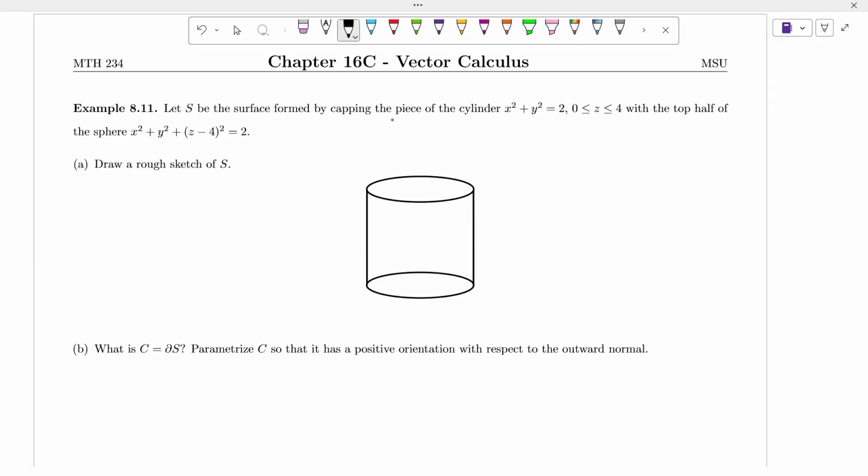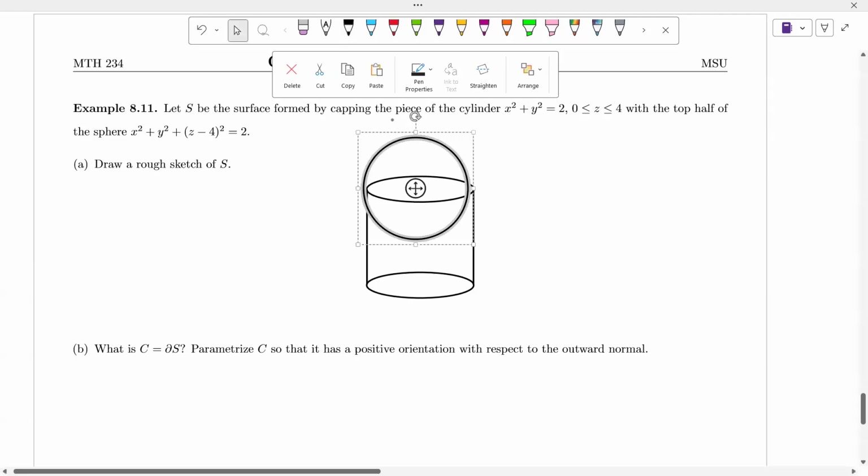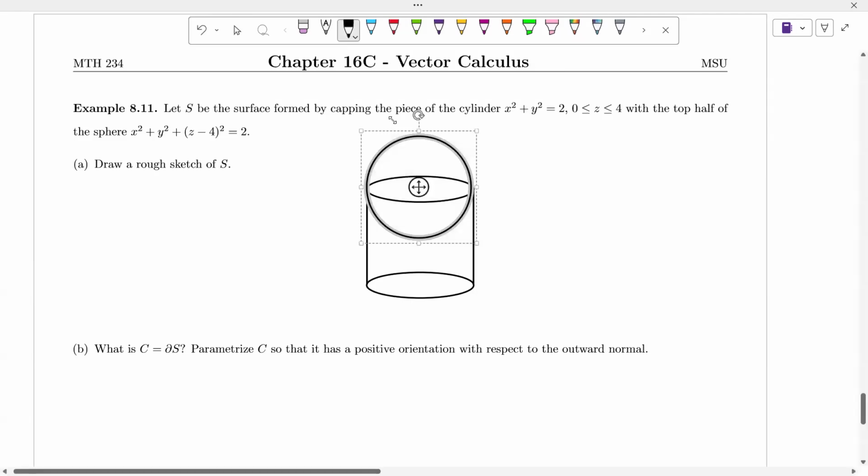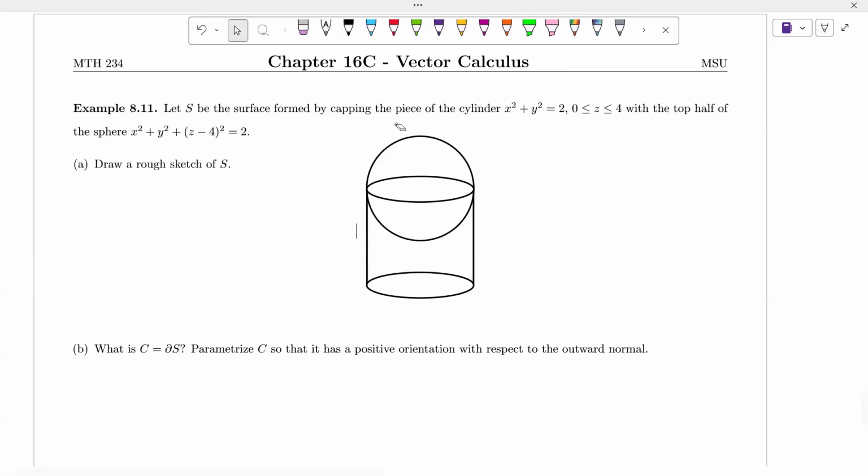Cool. There's my cylinder. I need to attach a sphere to it. A sphere will look like a circle on its side profile, so let's do that. All right, cool. Roughly, that's actually a pretty solid sketch, I think. That's what our surface is going to be, that shape. We're just taking the top half of the sphere and sticking it on top of the cylinder, bearing in mind that that sphere should have a center of 0, 0, 4.